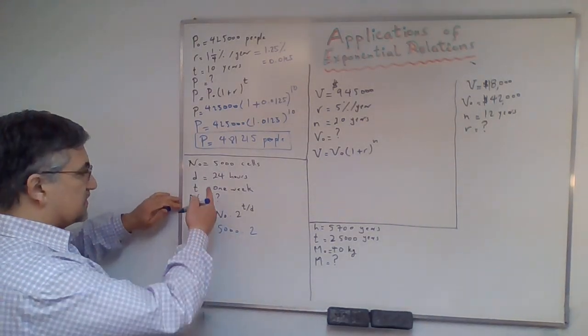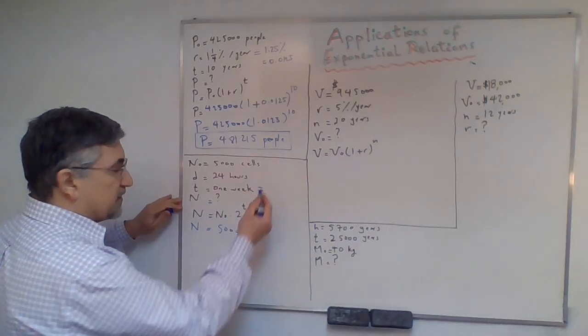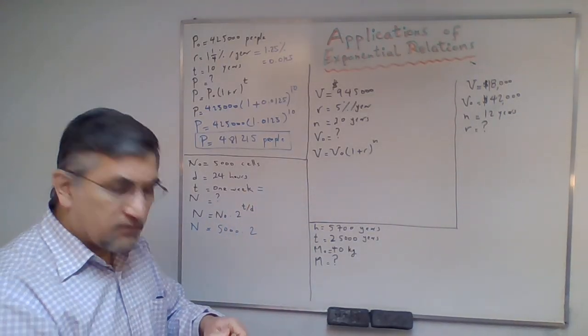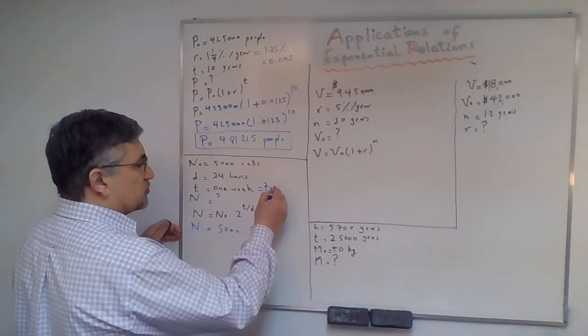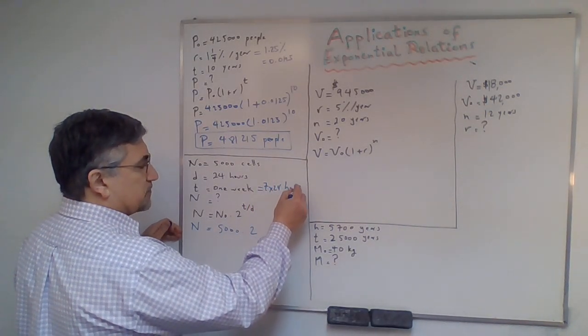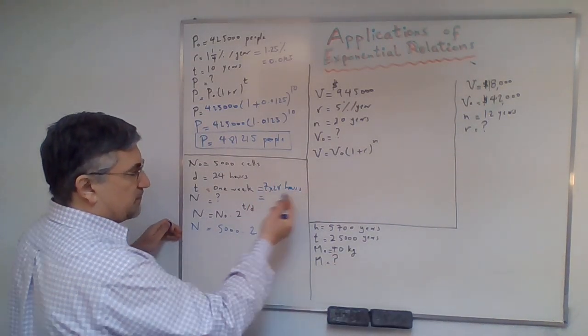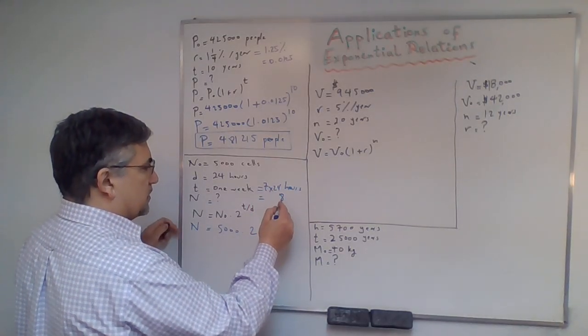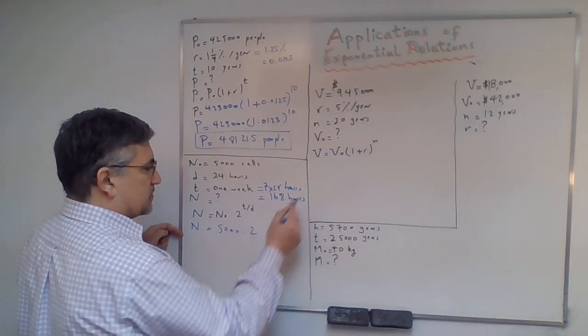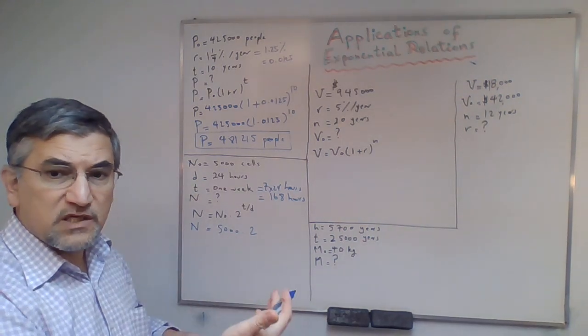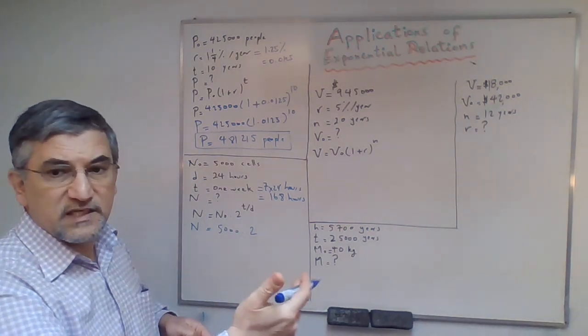The exponent is t, which is the time elapsed, but it says 1 week. Now, you know that 1 week is 7 days. And 7 days would be 7 times 24 hours, basically. Right? We can even work this out. 7 times 24 is 168 hours. That will be the time elapsed. So 1 week is equivalent to 168 hours.